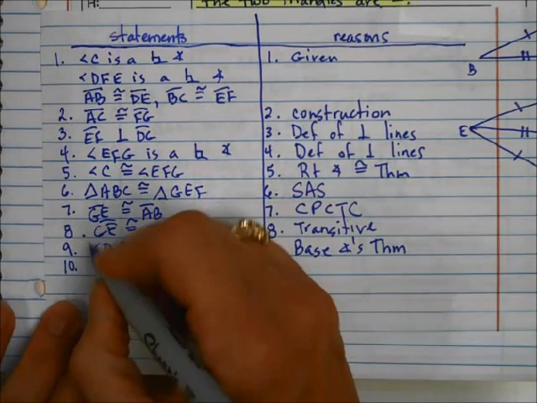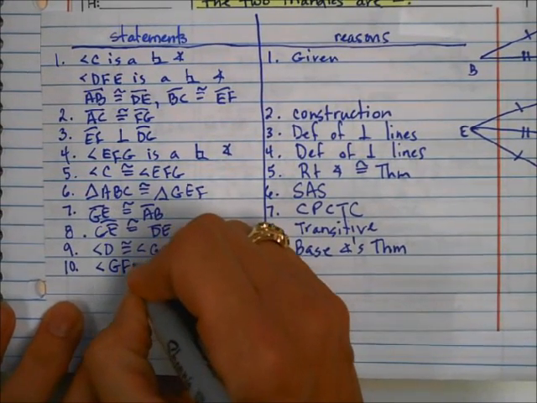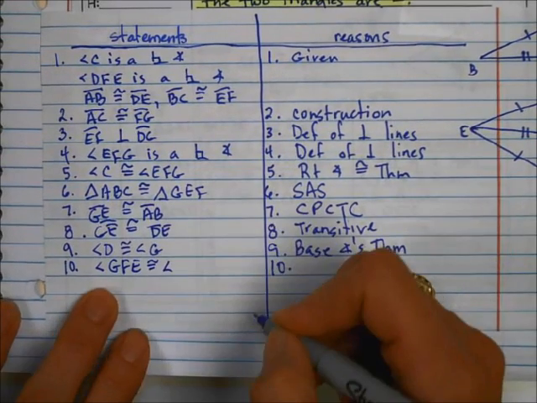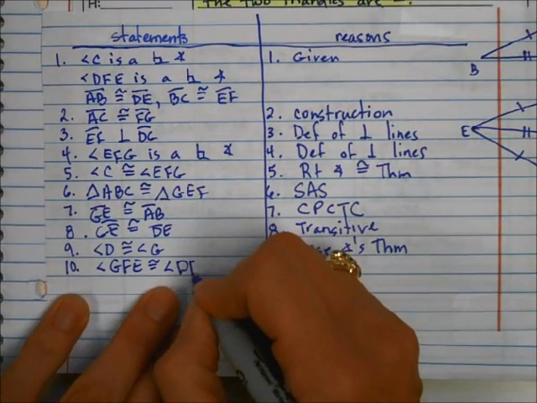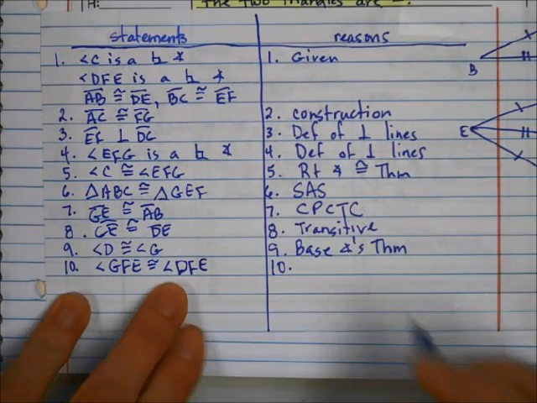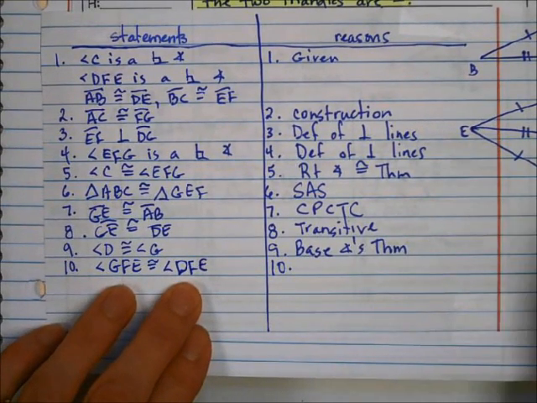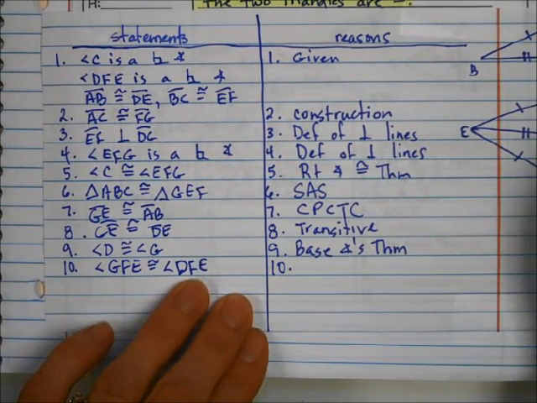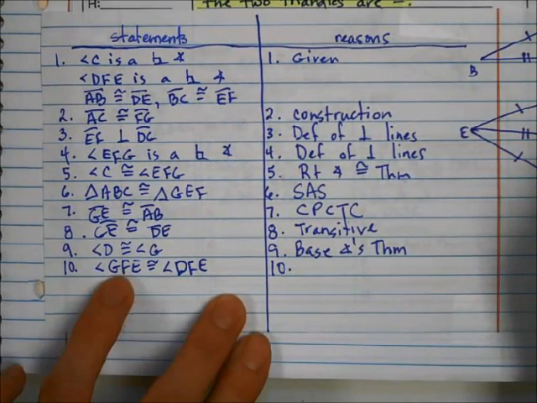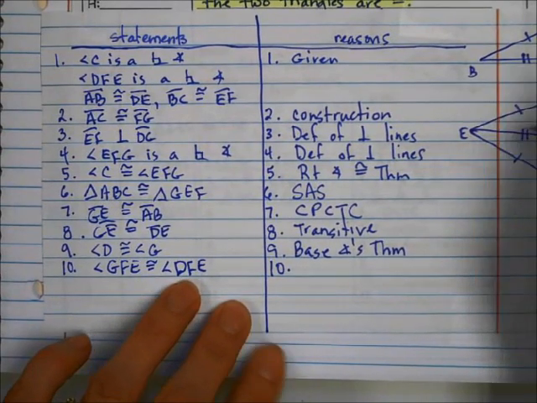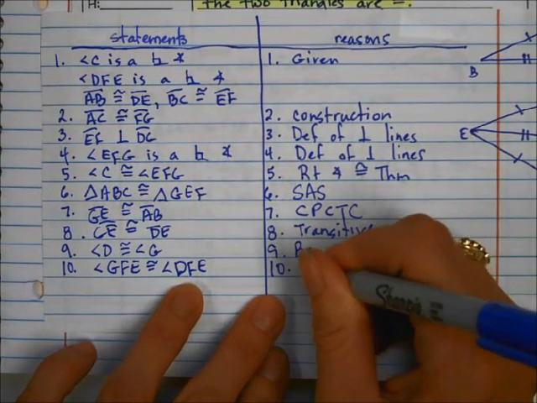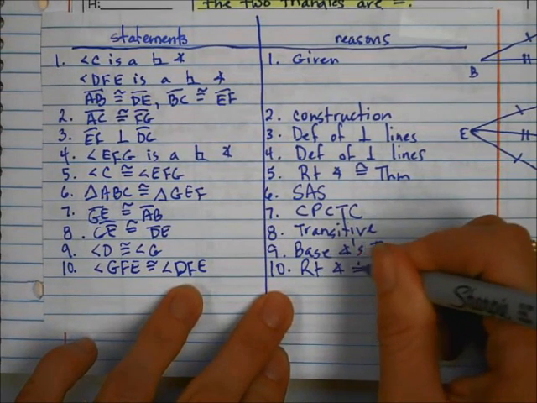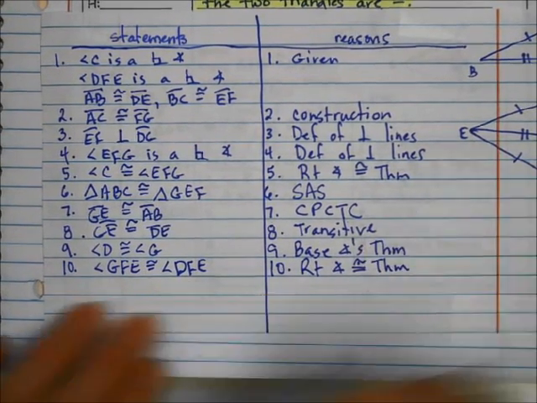We know that angle GFE is congruent to angle DFE by the right, so let's look at that. GFE is congruent to DFE. GFE and DFE, because of the right angle congruence theorem, all right angles are congruent.